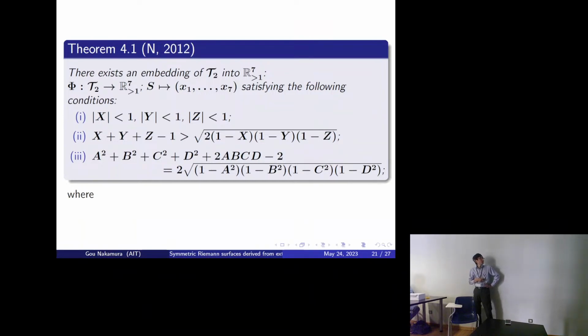So there exists an embedding of T2 into R^7, where all entries are more than 1. The image is this set: it consists of points from x1 to x7, and these 7 numbers satisfy the following 3 conditions.